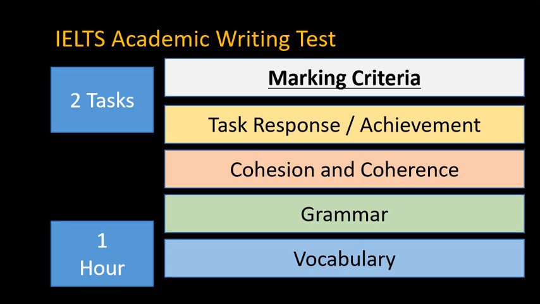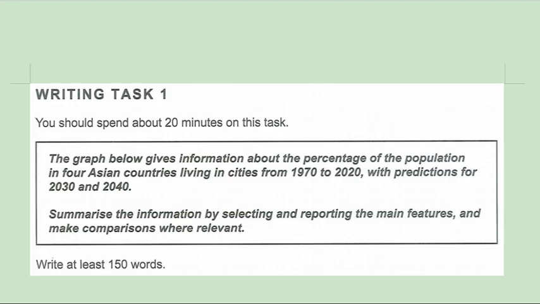Now we're going to look at Book 18, Task 1. Here are my examples. So, writing Task 1 in Book 18 says you should spend about 20 minutes on this task. And at the bottom, write at least 150 words. This is always the same for every Task 1 question.